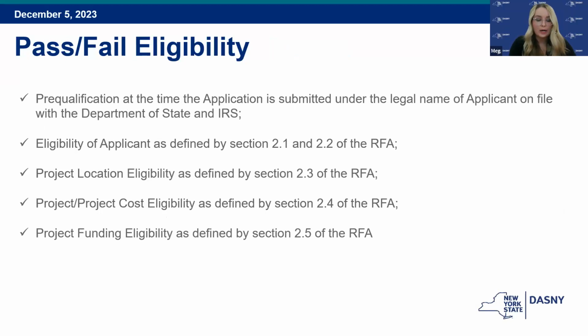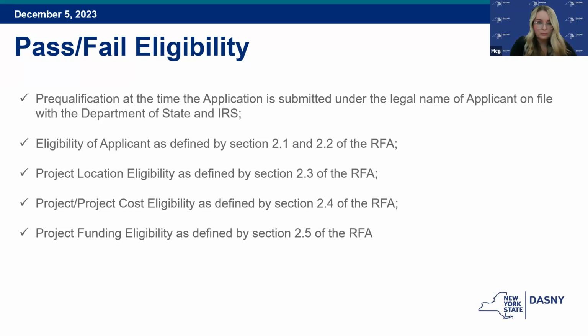Before the applications are scored, all applications will be evaluated on a pass-fail basis to ensure the minimum requirements for eligibility have been met. The pass-fail requirements are as follows. 1. Pre-qualification at the time the application is submitted under the legal name of applicant on file with the Department of State and IRS. 2. Eligibility of applicant as defined by Section 2.1 and 2.2 of the RFA. 3. Project location eligibility as defined by Section 2.3 of the RFA. 4. Project cost eligibility as defined by Section 2.4 of the RFA. And 5. Project funding eligibility as defined by Section 2.5 of the RFA.